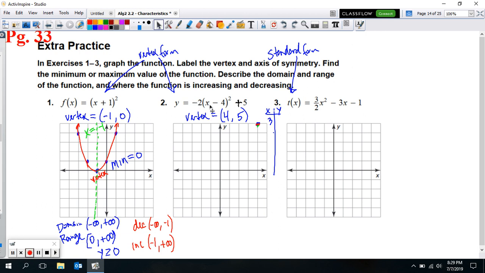So as I put in 3 here, let's just do this mentally. 3 minus 4, that's going to give me -1 in the parenthesis. -1 squared would be +1. And then +1 now times -2, that's going to be still -2 there. So -2 now, this whole thing now is just a -2. -2 plus 5. Well, that's going to be 3 as well. So 3 is another point, and we could put that on our graph.